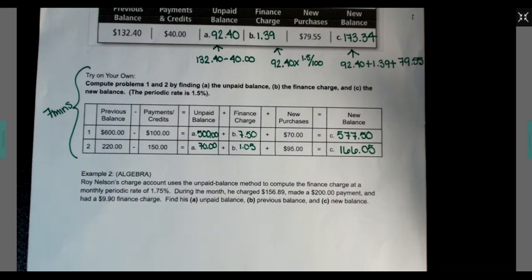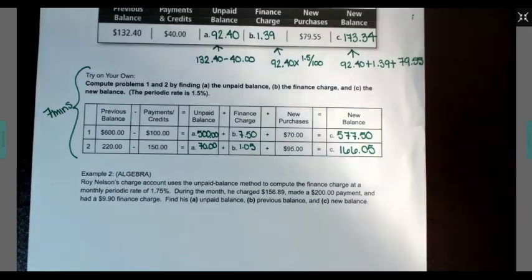Roy Nelson's charge account uses the unpaid balance method to compute the finance charge at a monthly periodic rate of 1.75%. During the month, he charged $156.89, made a $200 payment, and had a $9.90 finance charge. Find his A. unpaid balance, B. previous balance, and C. new balance.